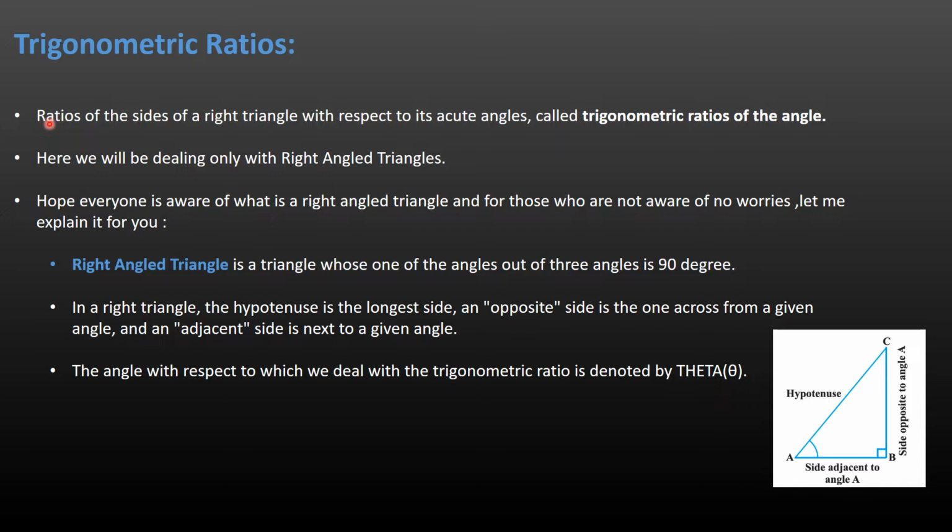So here in the trigonometric ratios, we'll deal with triangles as a part of trigonometry. So basically in this chapter we'll only deal with right angle triangles and the ratios of the sides of the right angle triangle with respect to its acute angles. So whenever a right angle triangle is formed, you will have two acute angles which are formed simultaneously. So the ratio of the sides of the right angle triangle with respect to the two other acute angles is called the trigonometric ratios of that particular angle which we are dealing with.